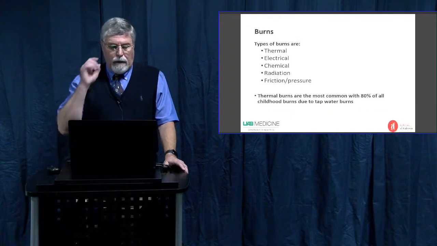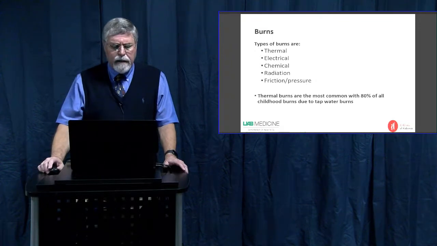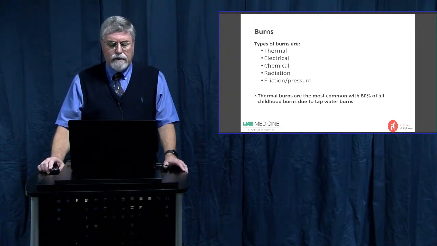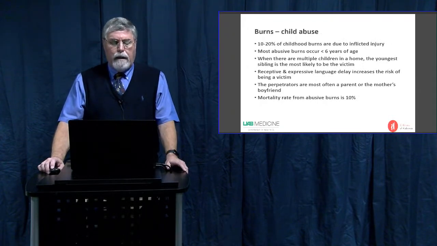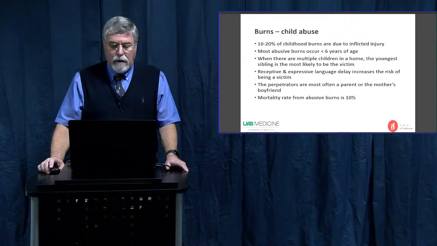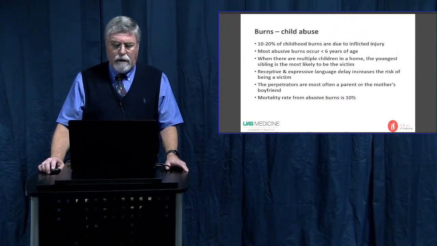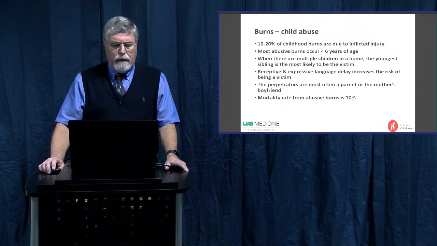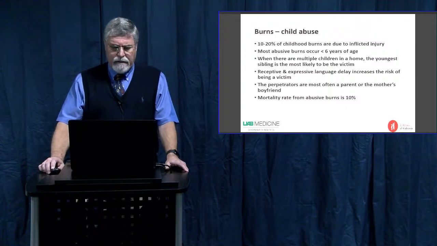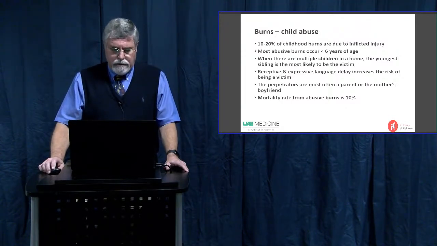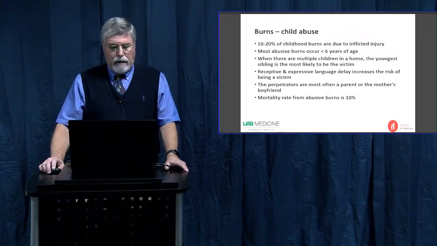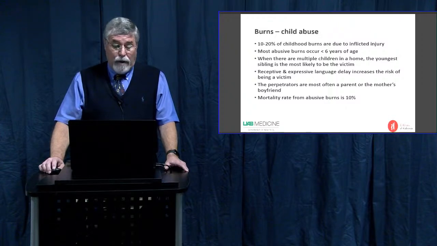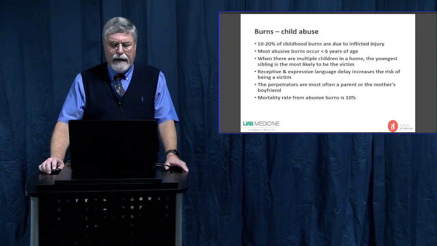Burns are a common injury accidentally, and roughly 80% of the burns are due to hot water, tap burns, but there are other types of burns we see as well. About 10% of the burns that occur in under 6 years of age are inflicted, meaning abusive injuries. If there are multiple children in the home, the youngest is the most likely to be the victim. Risk factors include developmental delay, including speech delay. Most of the perpetrators are the parent, or the mother's boyfriend, and burns can be quite serious. About 10% of them wind up dying.